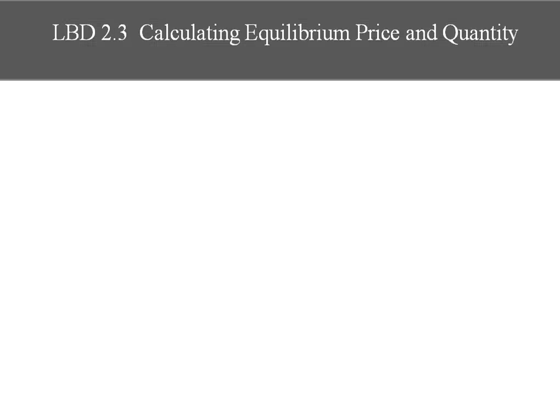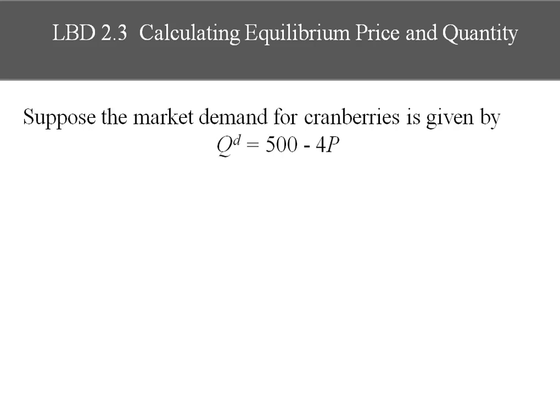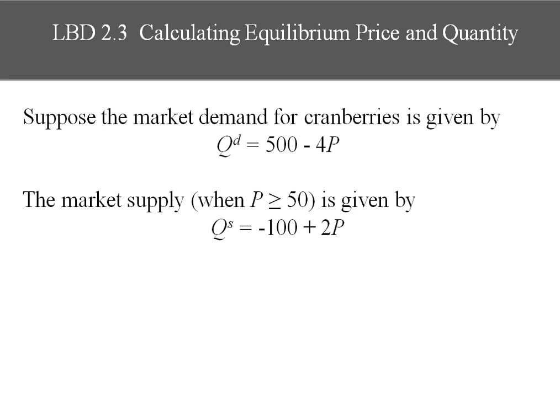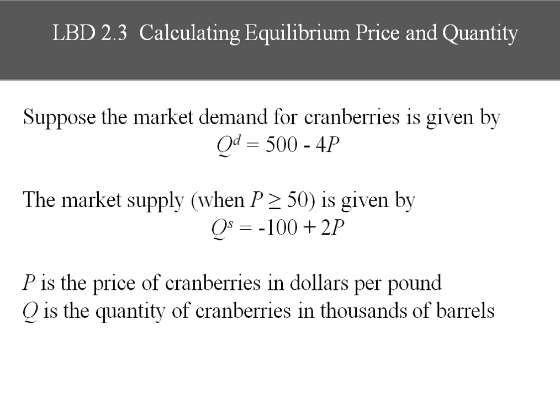Calculating equilibrium, price, and quantity. Let's suppose market demand for cranberries has the following functional form. And here's the market supply for cranberries. Now the market supply is good when the price is greater than 50. We're just giving you the choke price here.